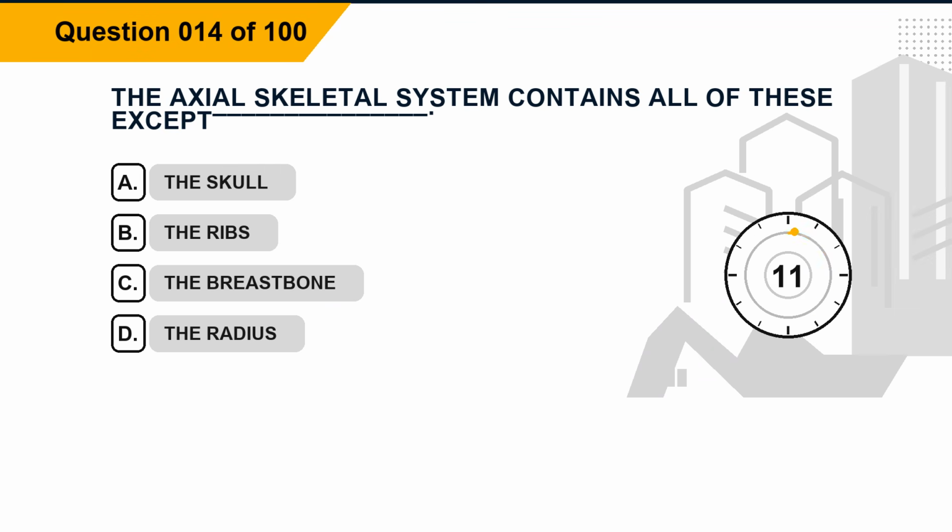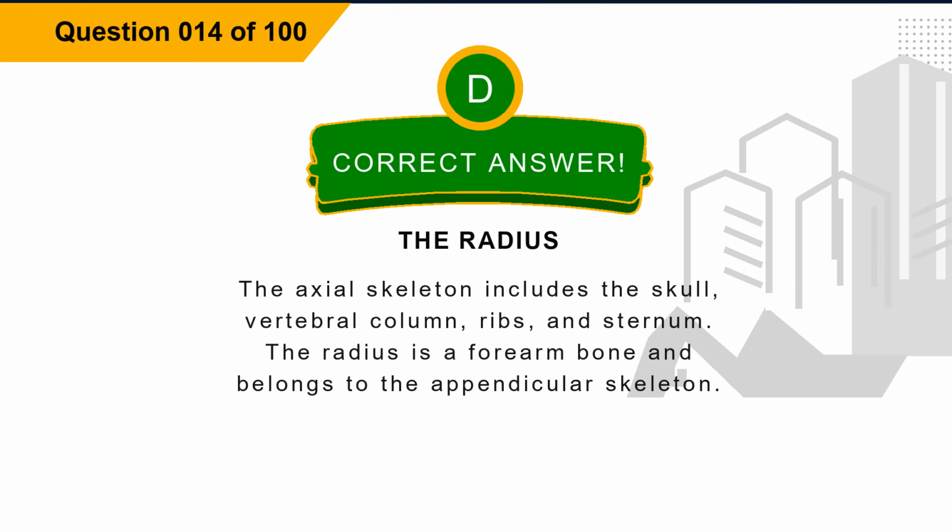Question 14. The axial skeletal system contains all of these except blank. Option A, the skull. Option B, the ribs. Option C, the breastbone. Option D, the radius. The correct answer is option D, the radius.